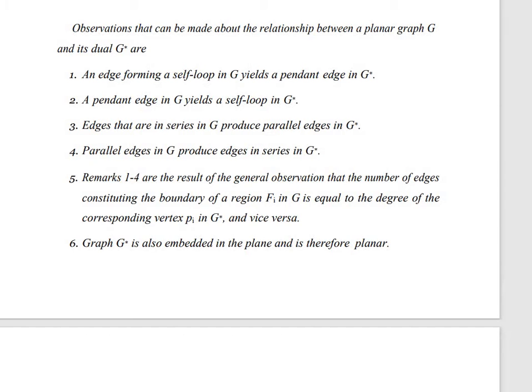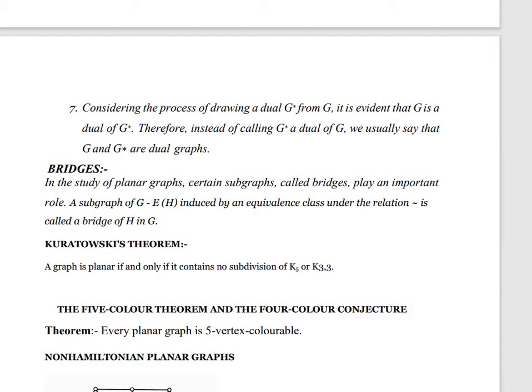Remarks 1 to 4 are the result of the general observation that the number of edges constituting the boundary of a region Fi in G is equal to the degree of the corresponding vertex Pi in the dual G star, and vice versa. Graph G star is also embedded in the plane and is therefore planar. Considering the process of drawing a dual G star from a graph G, it is evident that G is a dual of G star. Therefore, instead of calling G star a dual of G, we usually say that G and G star are dual graphs. Next is the concept of bridges.